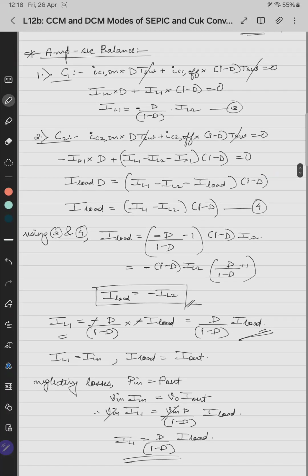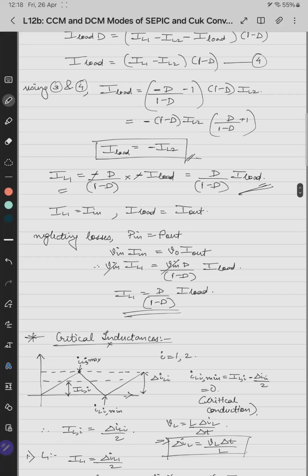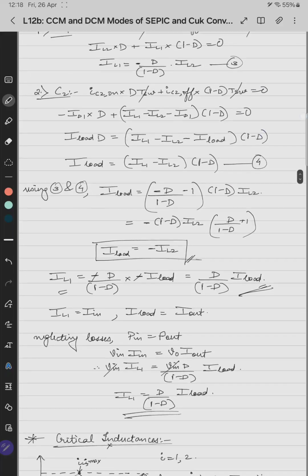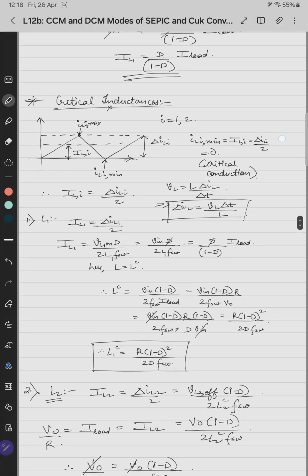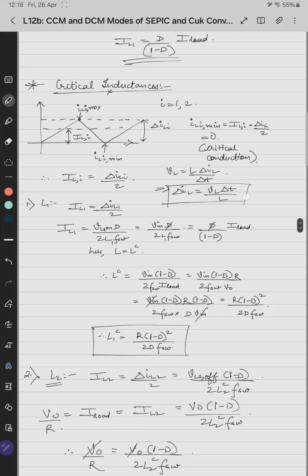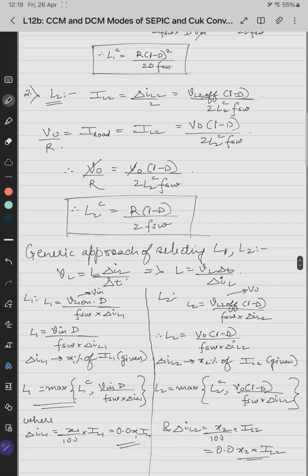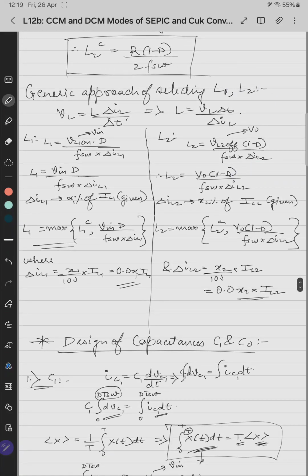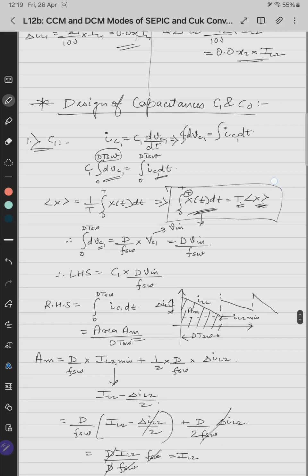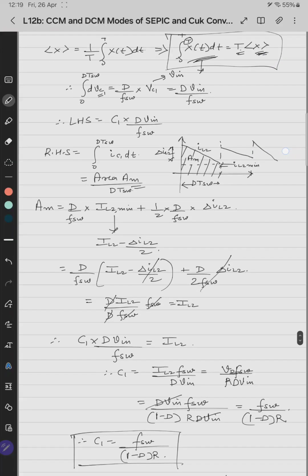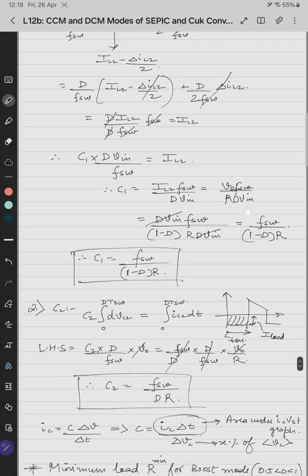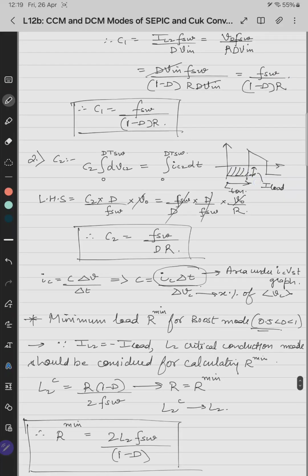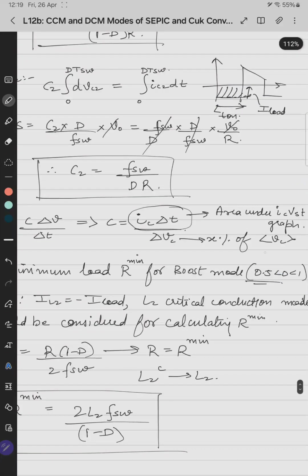Then amp second balance, we derived the relation between ILoad, IL1 and IL2, and we verified the amp second balance with the power balance by assuming no losses. Then we analyzed the critical inductance for L1 and L2, and the selection of L1 and L2 in terms of critical inductance and in terms of a given percentage ripple in the inductor current. Then we went to the design of capacitance C1 and C2 by using the integral approach, and we also saw how to select the capacitor based on a given percentage ripple, which is here x% of Vc, and this is the area under the IC versus time graph.